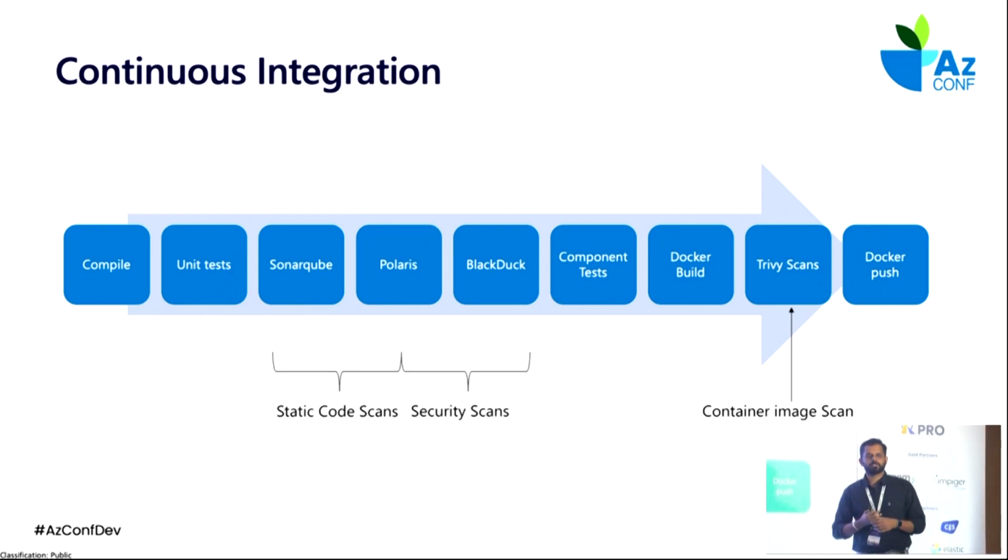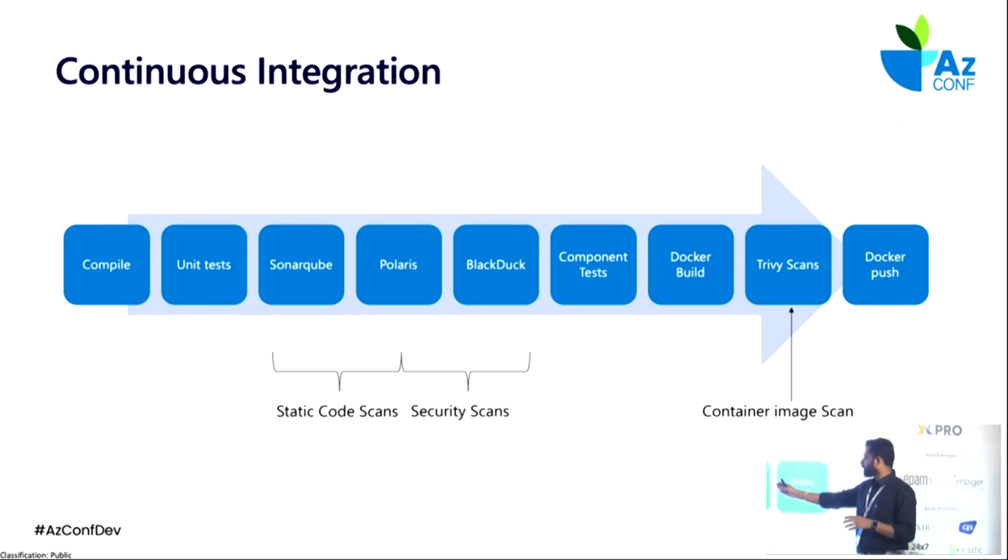Component test is nothing but an automation test. Since it's more of APIs, we have an automation test in place that runs the entire test and figures out if the functionality of the API is working really fine or not, right? And then we do a Docker build, and Trivy is another tool which we use to do container image scanning. So once you build an image, right?